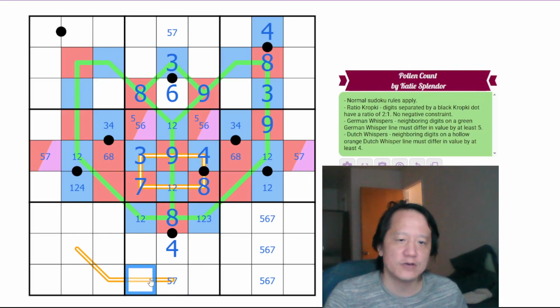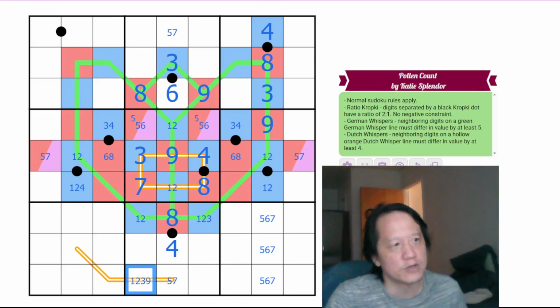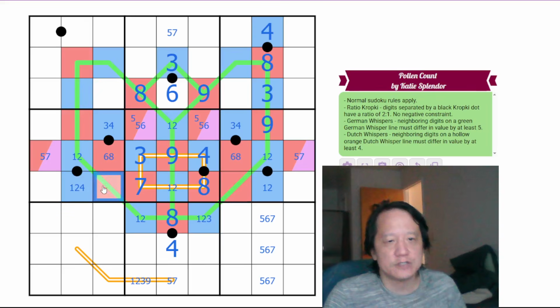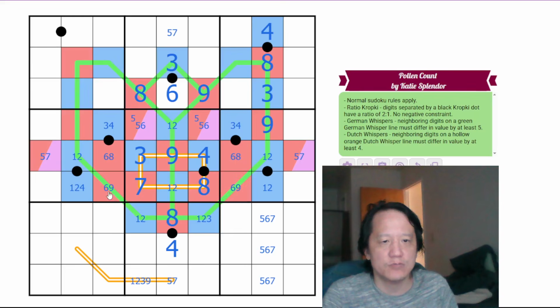Well, 5 can only be next to 1 or 9. 7 can be next to 1, 2, or 3 on the Whisper 4 line. These are high digits, so they must be 6, 9 as a pair. So one of them is 6, which has to be next to 2 1s. So either this is 1 and that's 1, or this is 1 and that's 1, which means one of these is guaranteed to be a 1.